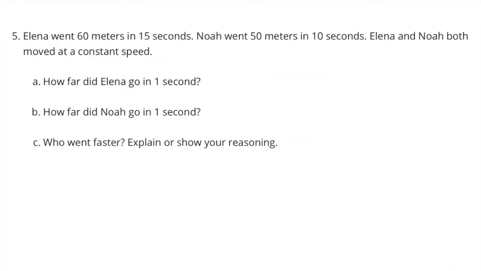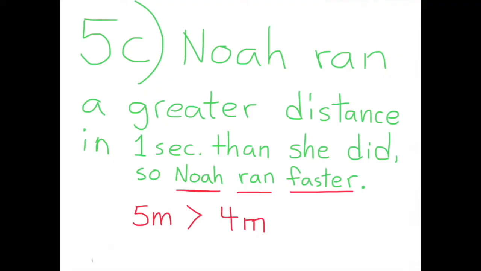C. Who went faster? Explain or show your reasoning. Noah ran a greater distance in 1 second than she did, so Noah ran faster. 5 meters is greater than 4 meters.